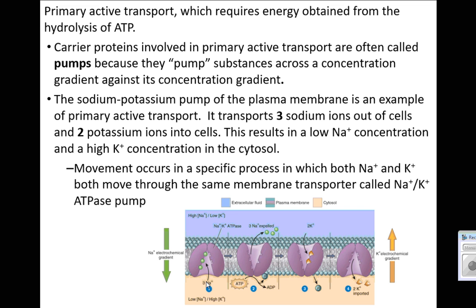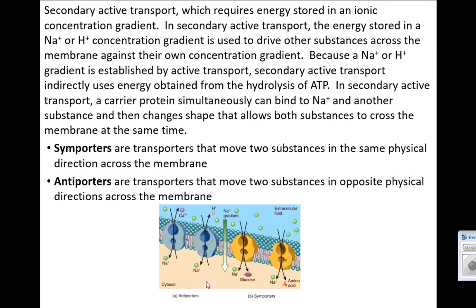What happened to the steepness of my gradient? Has it gotten steeper or less steep? It's gotten steeper, which means that there's an even bigger drive to push sodium in, right? That's where secondary active transport comes in. There's an even stronger push to get sodium in, which is how we power secondary active transport.